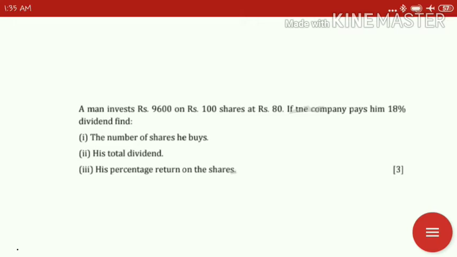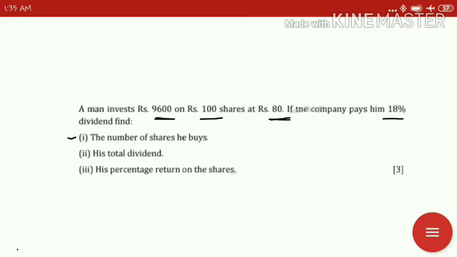This is a very straightforward question. You can see that the investment is directly given, 9600, face value 100, market value 80, and the rate of dividend. All the details are given. You don't need to find out anything, unlike the previous question where I had to find out the market value, but here it is directly given as rupees 80.